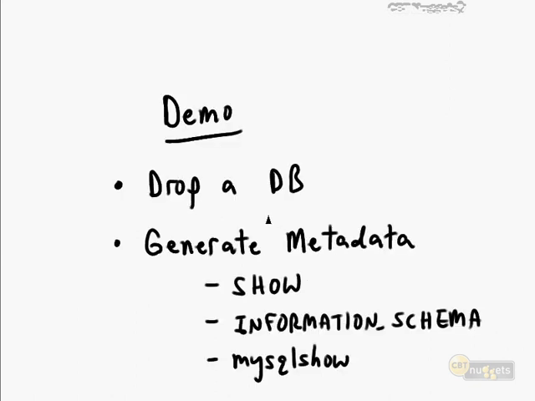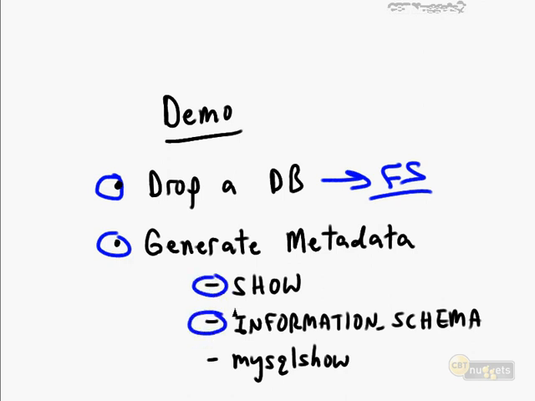In our demonstration, we're going to put into action the principles that we learned about thus far in this Nugget. I'm going to show you dropping a database, but in particular, we're going to look at the file system ramifications of doing that action. After we do that, we'll spend the rest of our demo time generating metadata. Using our built-in internal commands, we'll query the information schema virtual database, and then we'll go out into a shell prompt and run MySQL show.